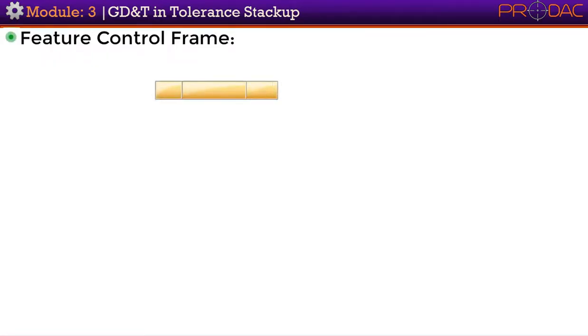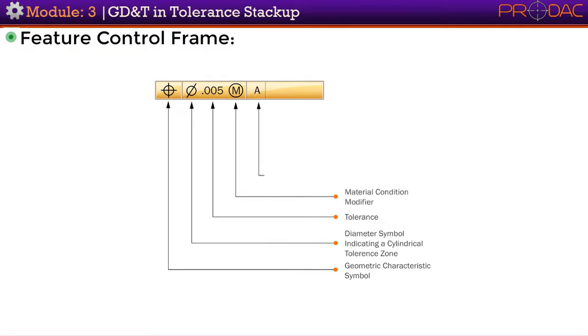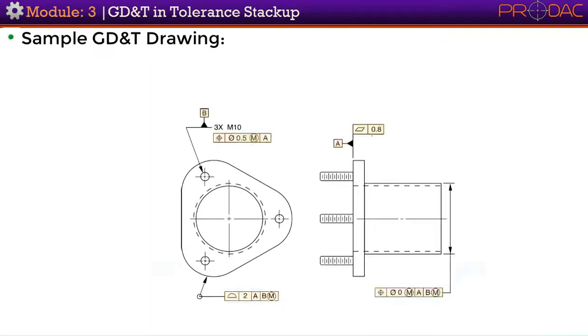This box is called the feature control frame, which consists of all the GD&T control parameters. And this is a simple drawing with GD&T controls. We can see that datums and feature control frame are used in this drawing.